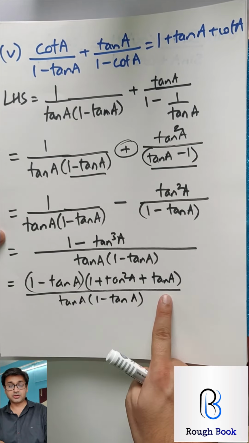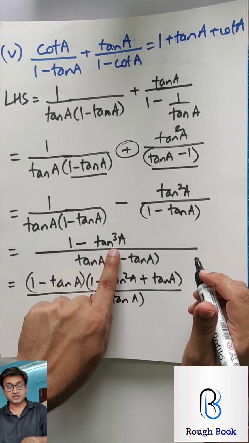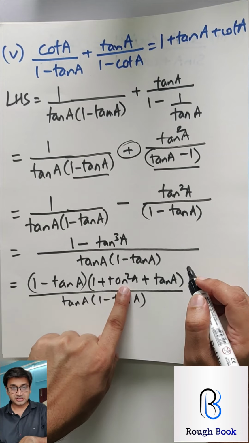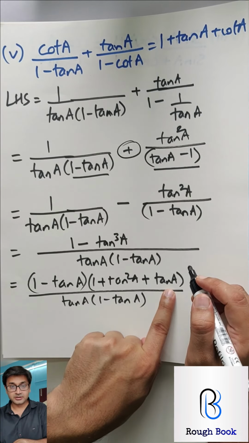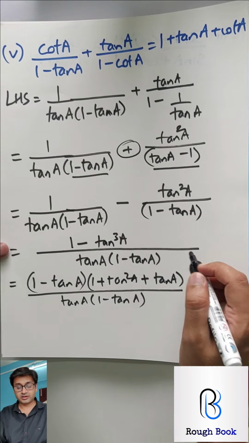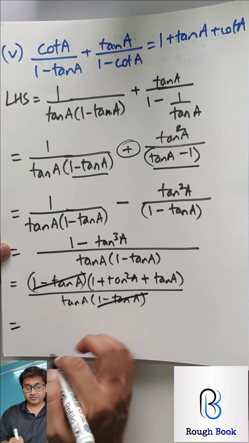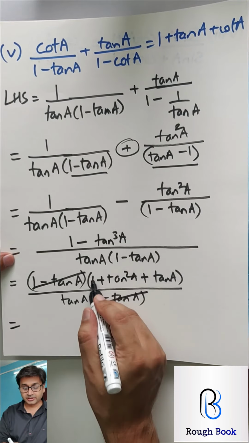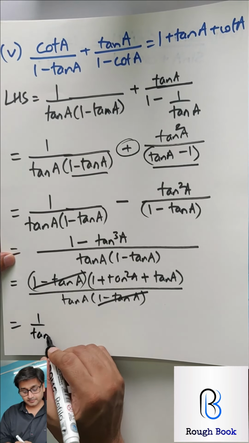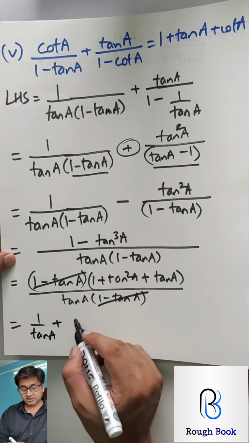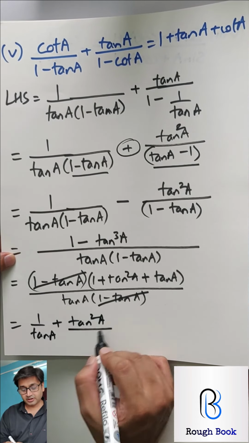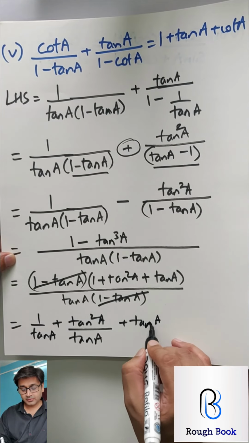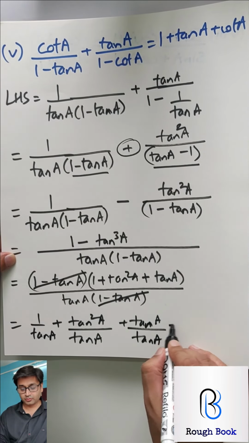This is very crucial. You should know your formula well. A cube minus B cube is A minus B, A square, that is 1 square, 1, B square plus AB. All plus and this minus. This gets cancelled straight away, and whatever is left, use reverse LCM now. That means split. So 1 upon tan A plus tan square A upon tan A and tan A upon tan A. With this reverse LCM, you are almost there.